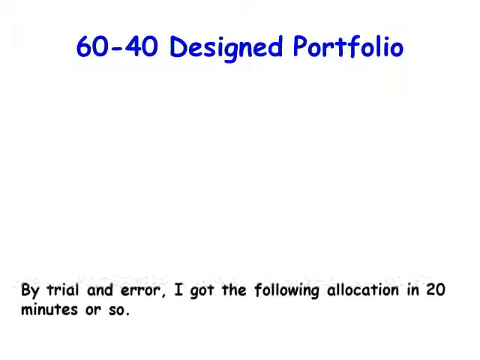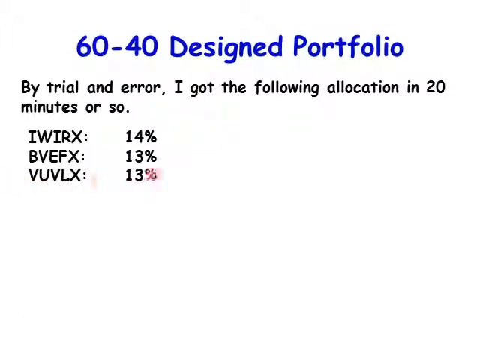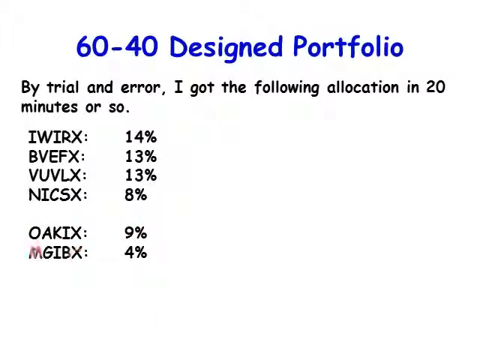Okay, so now we are building a designed portfolio, and by trial and error I got the following allocation in 20 minutes or so. First IWIRX 14%, BVEFX 13%, VUVLX 13%. And I got Nicholas Fund 8%, Oakmark International 9%, and the MFS International Fund is 4%. I got this smaller than the Oakmark because we were using B shares, which are expensive shares, compared to the A shares on a load-waived basis.